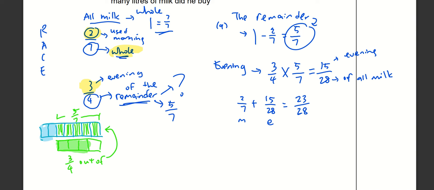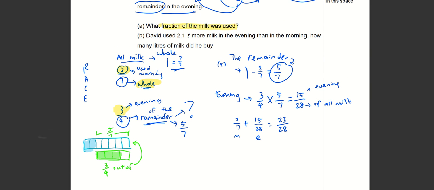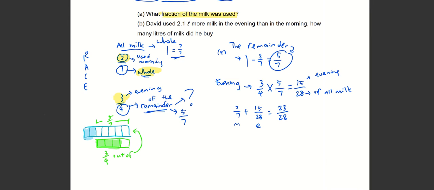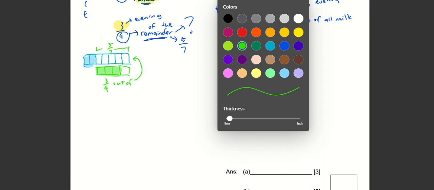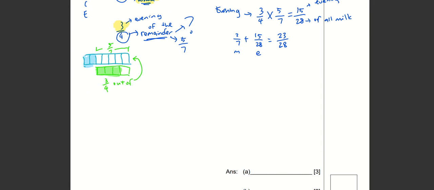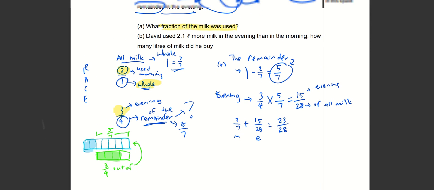All right. To avoid confusing you, let me just erase the lines and the green lines in the middle so you can see the remainder clearly. Now back to the question that's stated here. Let me write the first part in the answer. The first part, 23/28 of all the milk was used.